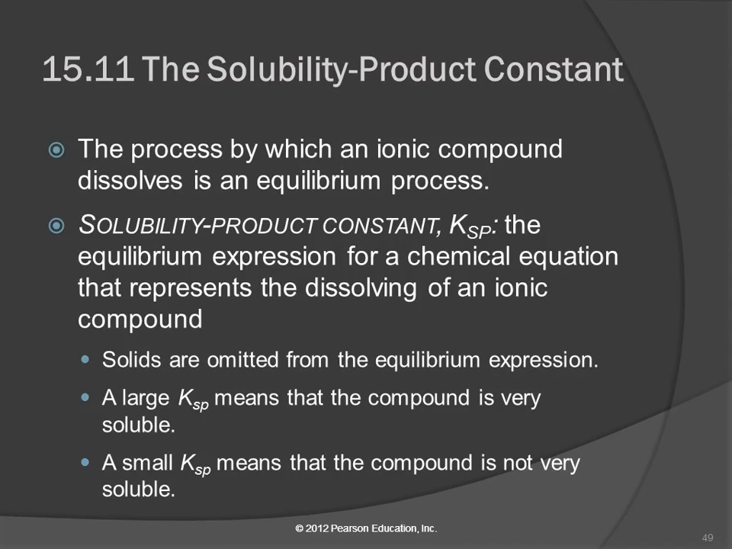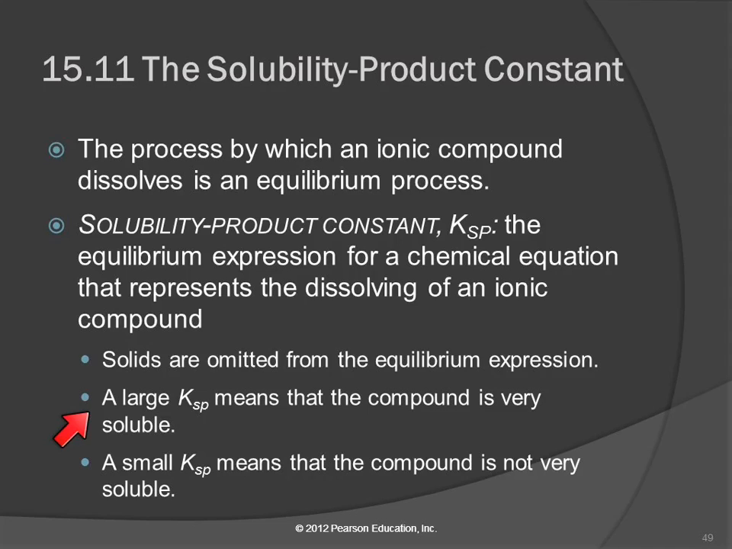So we've been talking about equilibria. When an ionic compound dissolves in water, that is also an equilibrium process, because as ions dissolve, ions also recrystallize into the solid. And so we have a term called the solubility-product constant, and its symbol is KSP. And this is essentially the equilibrium expression for the chemical reaction describing the dissolution of an ionic compound. So instead of calling it KEQ for equilibrium constant, we call it KSP, SP for solubility product. Just to remind you, solids are omitted from equilibrium expressions.